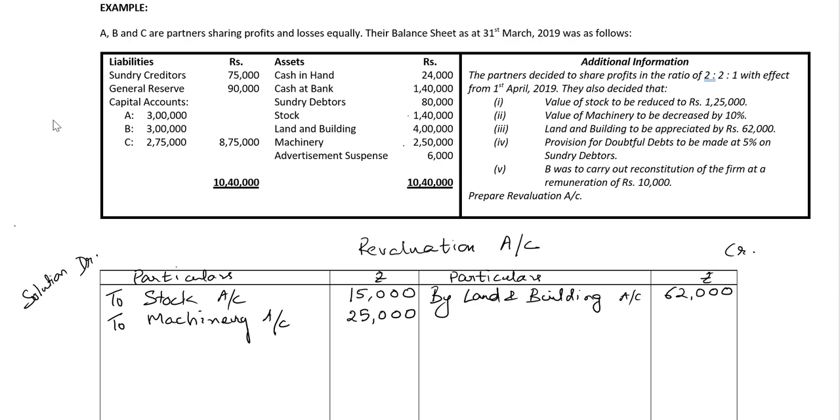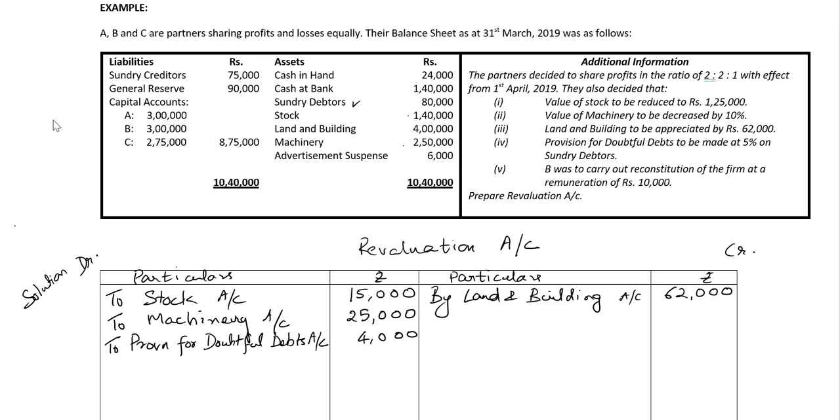Provision for doubtful debts is to be made at 5% on sundry debtors. Sundry debtors is 80,000 rupees. So to provision for doubtful debts, 5% on 80,000, which comes up to rupees 4,000. Remember, creating a provision for doubtful debts will reduce the asset of sundry debtors, and hence we need to debit the revaluation account.